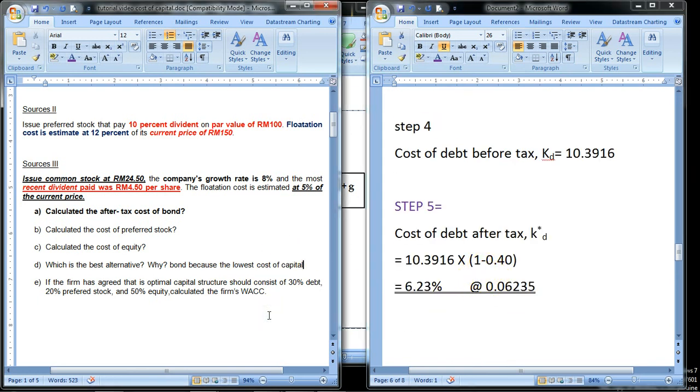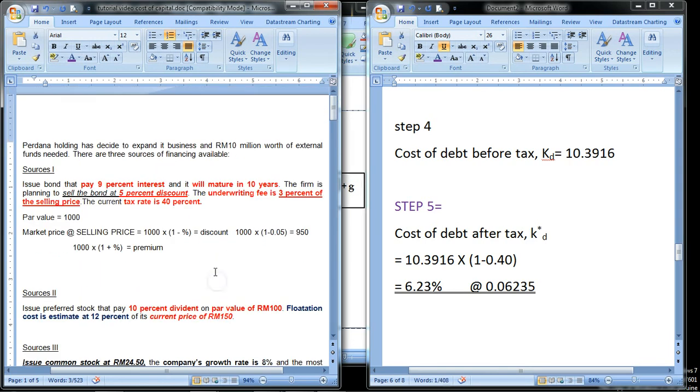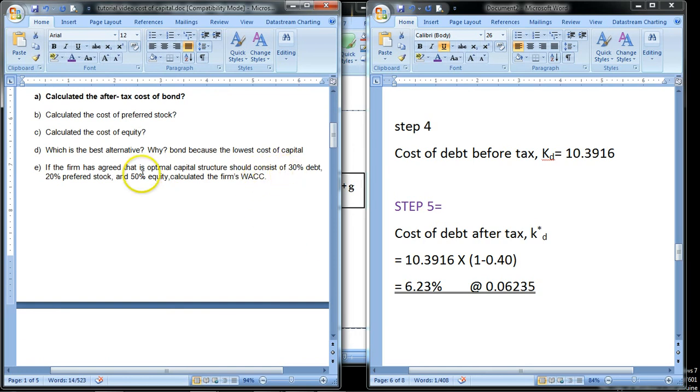However, this is only if you choose one financing. If we use three financings to get the fund, bond, preferred stock, and equity, we call it optimal capital structure. So from the 10 million, 30% comes from debt, 20% from preferred stock, and 50% from equity. Then we calculate the weighted average cost of capital, the overall cost of capital.